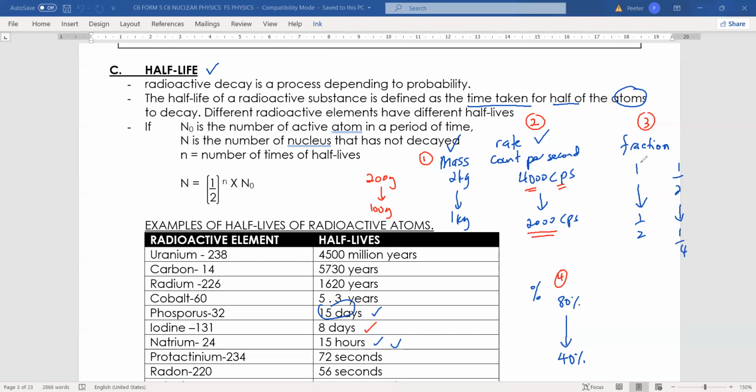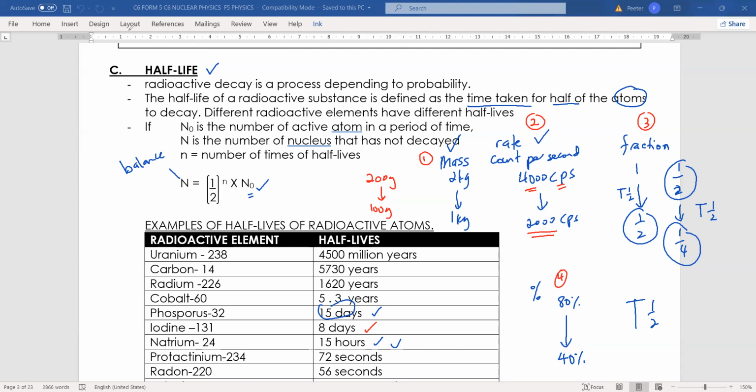Another way is to look at the fraction. If today you have an amount of radioactive element, which you say is 1, after the perfect half-life time the remaining balance will be half of the initial amount. If the initial amount was half, after the half-life time the remaining balance will be 1/4. So this is how we detect half-life. The formula is the initial amount times 1/2 to the power of n, which gives the remaining balance.